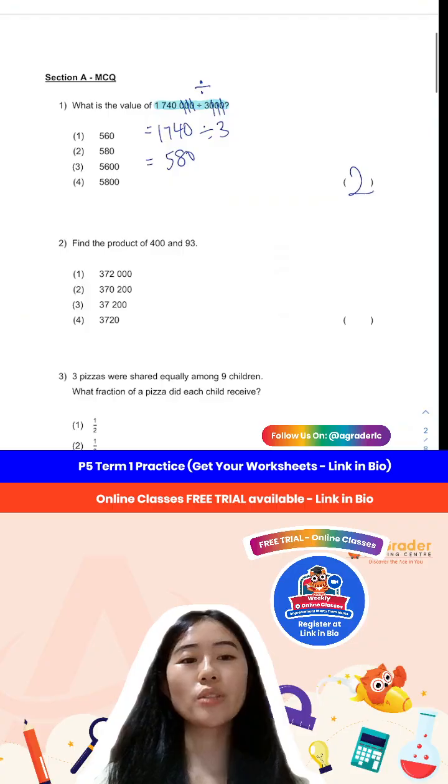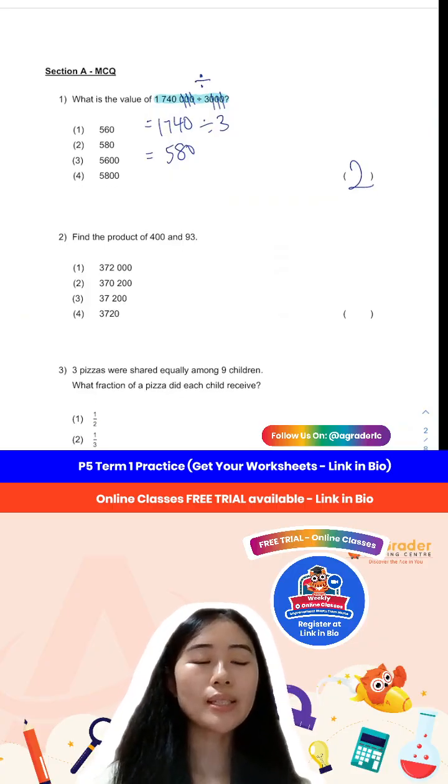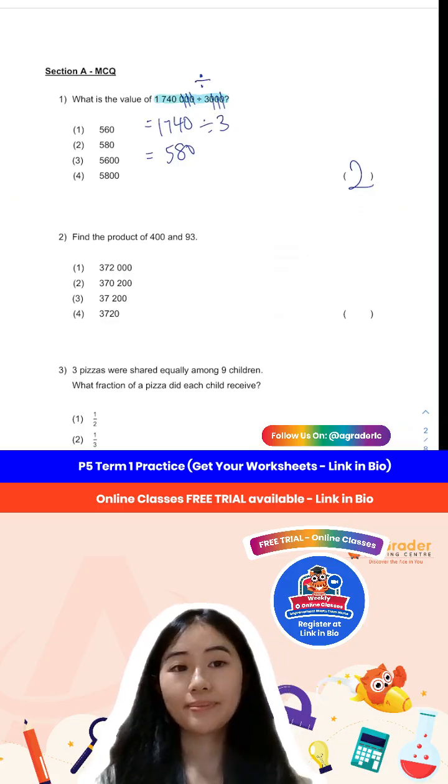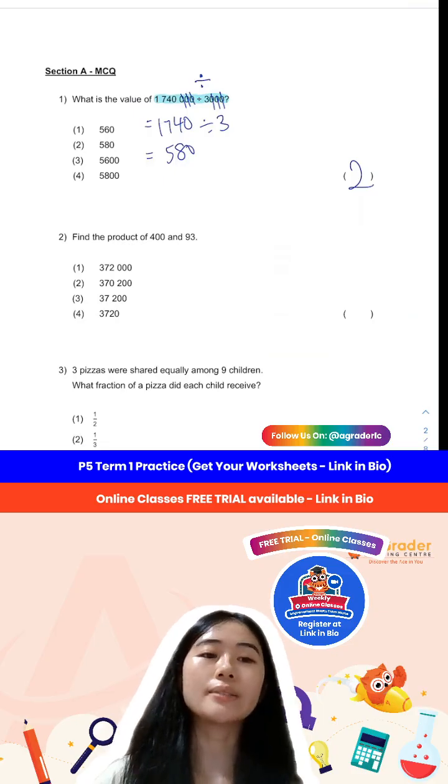Okay, so first question, very simple. PY, no calculator because this is MCQ. Only for problem sums at the back later, then you can use calculator.